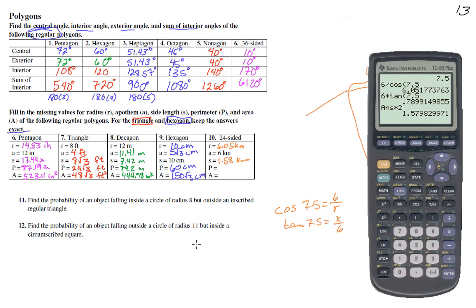All right, once we have that, we need the perimeter, so we've got 24 of those sides. Times by 24, and that's 37.9.